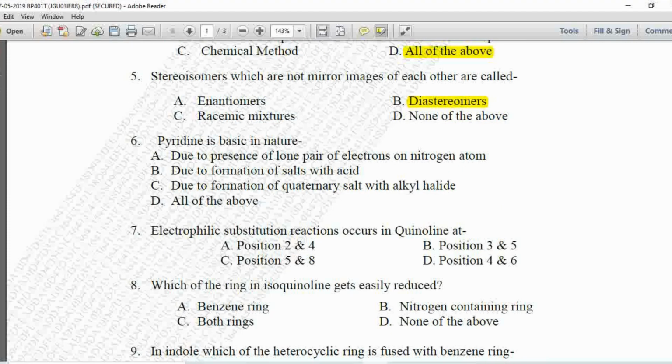Next is the 6th MCQ. Pyridine is basic in nature. Option A is due to presence of lone pair of electrons on nitrogen atom, B is due to the formation of salts with acid, C is due to the formation of quaternary salt with alkyl halide, D is all of the above. And here the correct reason for pyridine being basic in nature is the presence of lone pair of electrons on the nitrogen atom. So the correct option is A.